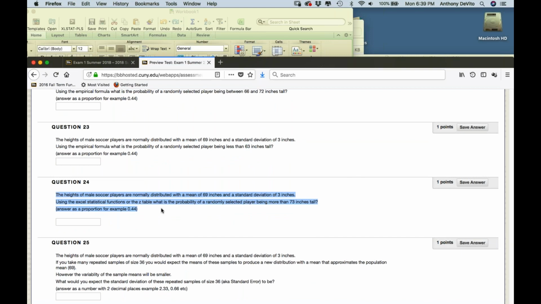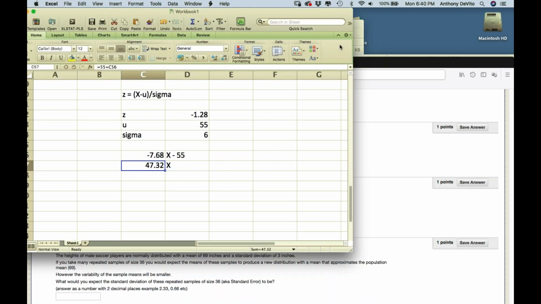The heights of male soccer players are normally distributed with a mean of 69 inches and a standard deviation of 3. Using an Excel statistical function or a Z-table, what's the probability of randomly selecting a player that is more than 73 inches tall? Okay, well, let's see, more than 73 inches tall. So let's get into this.